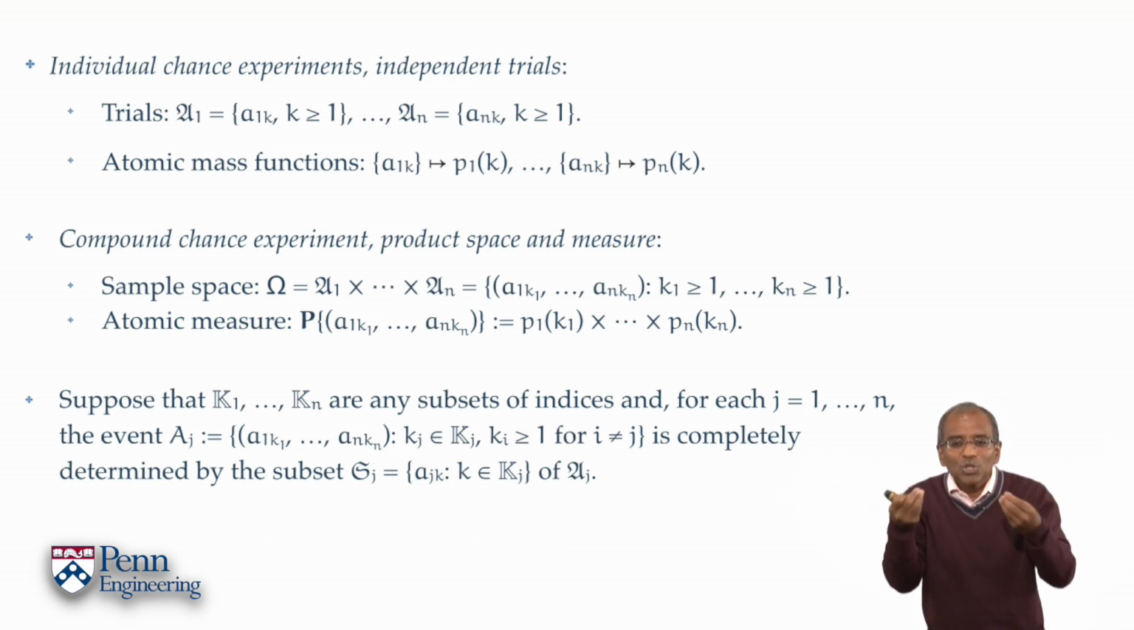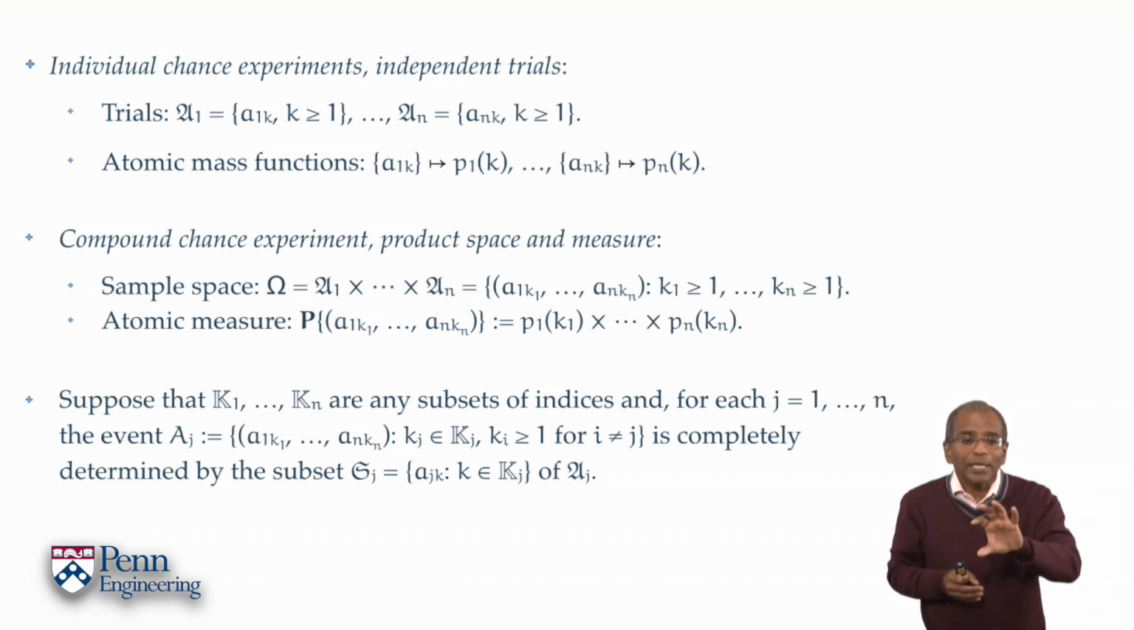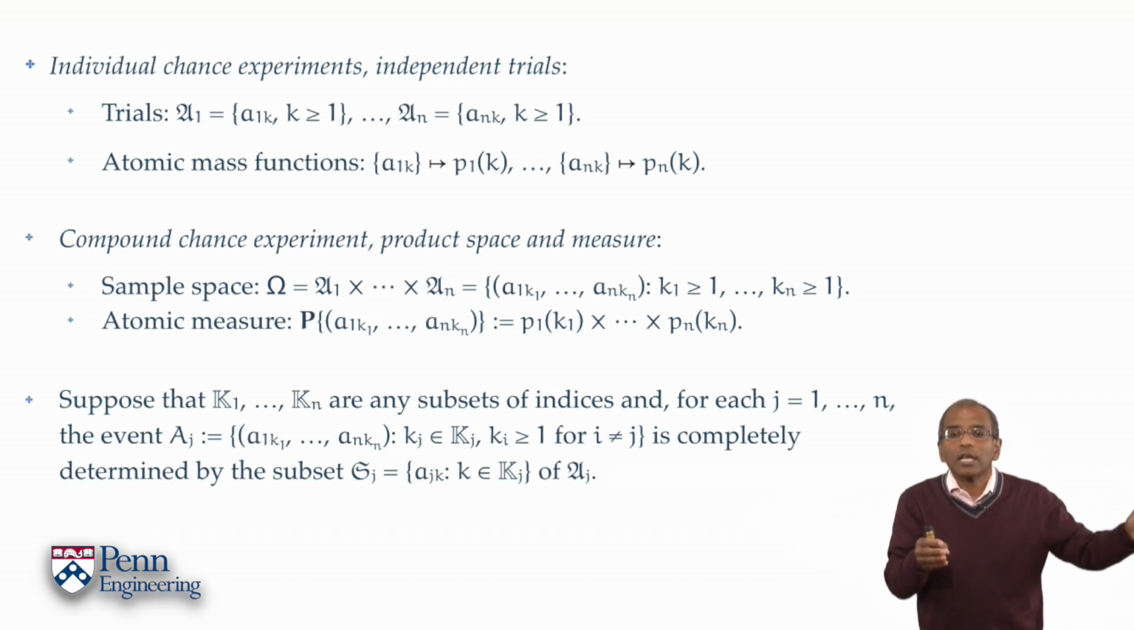Again, borrowing strongly from the intuition we had for the case of 2 trials, we will say A sub j is determined by the jth trial. All you've done is specify a set of indices, blackboard K sub j, for the jth trial. And the occurrence of any of those outcomes triggers event A j. The remaining trials are irrelevant as far as A j is concerned. Do this for j running from 1 through n.